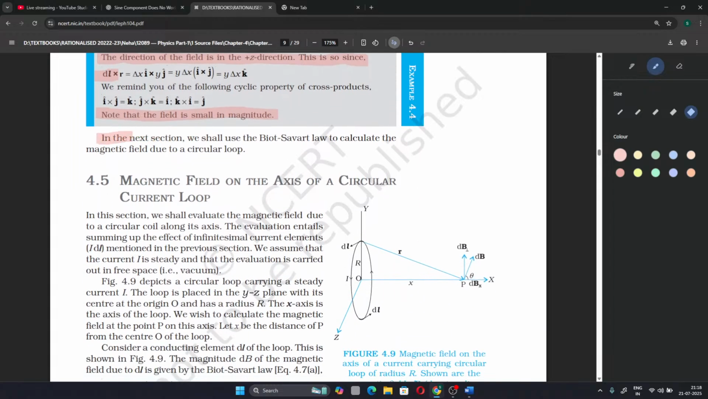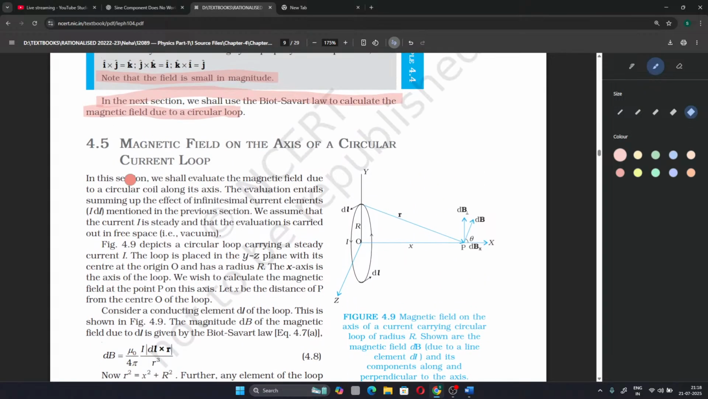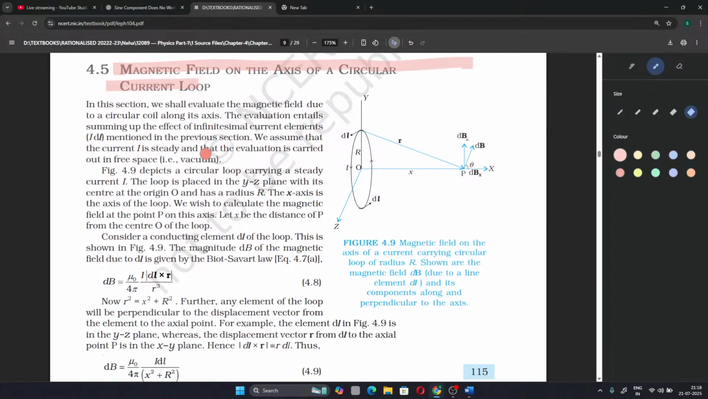In the next section, we shall use Biot-Savart's law to calculate the magnetic field due to a circular loop. Magnetic field on the axis of a circular current carrying loop. Let's see the diagram first. There is a circular loop that is carrying a current like this, and this is the center of the loop. They showed the axis here. There's a small displacement here.